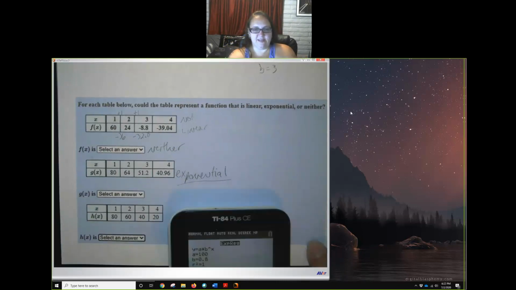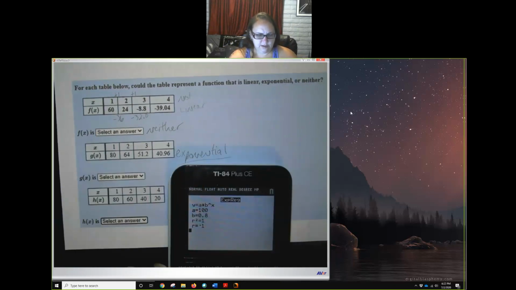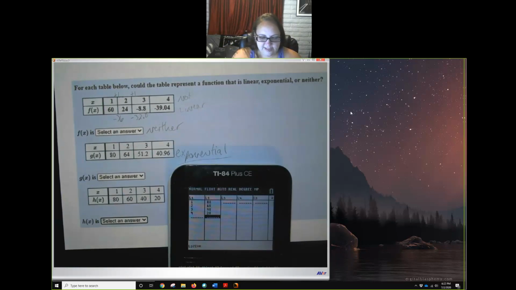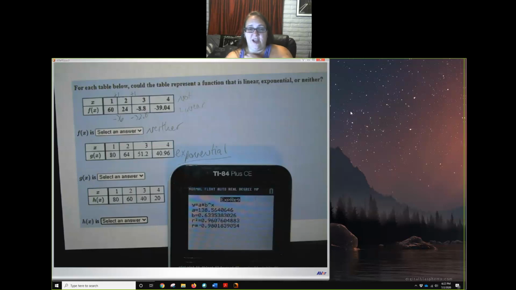And so then if we look at this last one, stat, edit, we're going to do 80, 60, 40, 20. If we go to stat, calc, and then exponential regression, see how that R squared value is not 1. R value is not 1 or negative 1, so definitely not exponential. But on my linear regression, you see how my R squared value is 1 and my R value is negative 1. So that makes this linear.